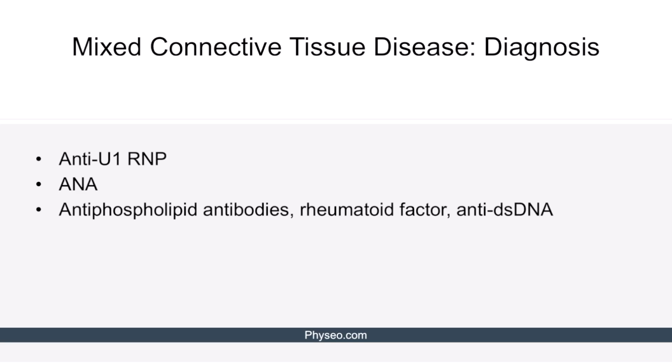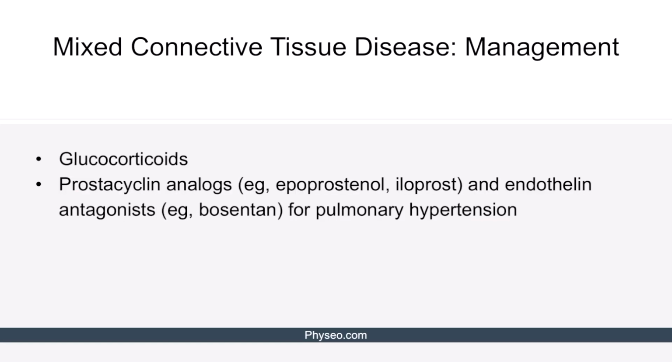As for the laboratory findings, anti-ribonucleoprotein antibodies, U1RNP, are found in almost 100% of cases. Positive serum ANA is found in the great majority of cases. Other antibodies frequently found include anti-phospholipid antibodies, rheumatoid factor, and anti-double-stranded DNA. Coming to management, the treatment for this disease will vary depending on what specific disease predominates. Glucocorticoids can be used.